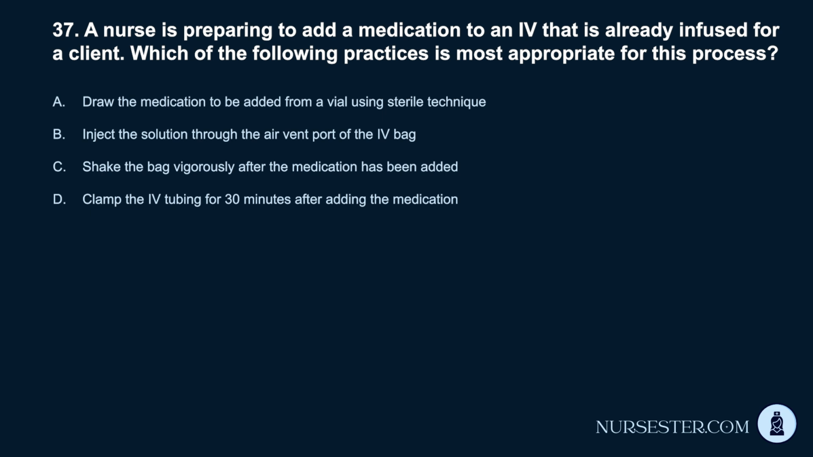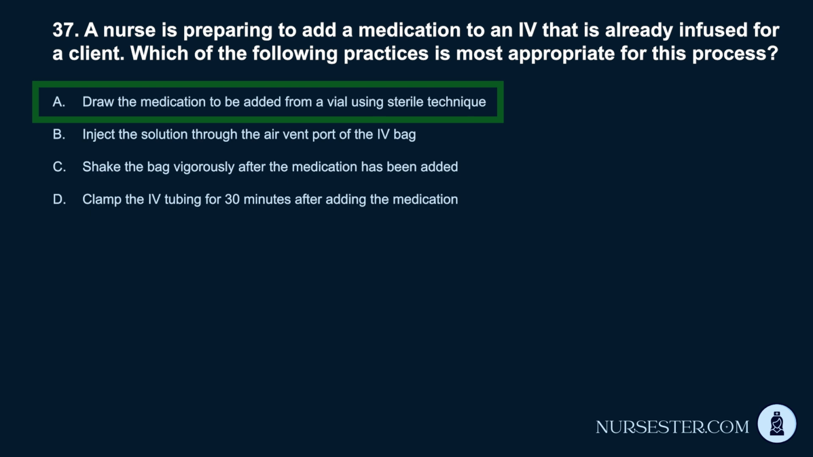37. A nurse is preparing to add a medication to an IV that is already infusing for a client. Which of the following practices is most appropriate for this process? A. Draw the medication to be added from a vial using sterile technique. B. Inject the solution through the air vent port of the IV bag. C. Shake the bag vigorously after the medication has been added. D. Clamp the IV tubing for 30 minutes after adding the medication. Correct answer: A. Draw the medication to be added from a vial using sterile technique.